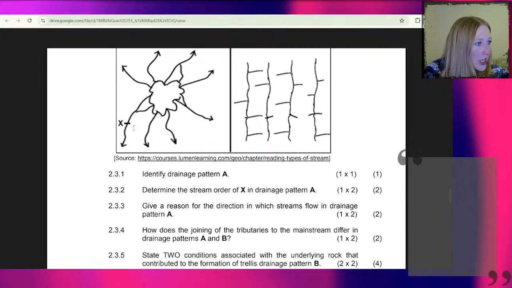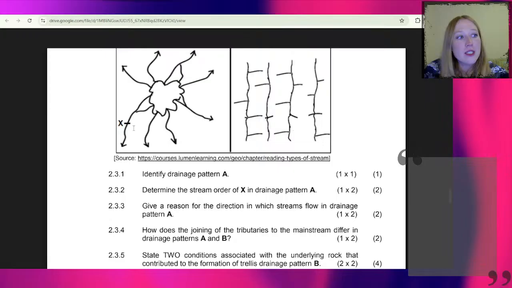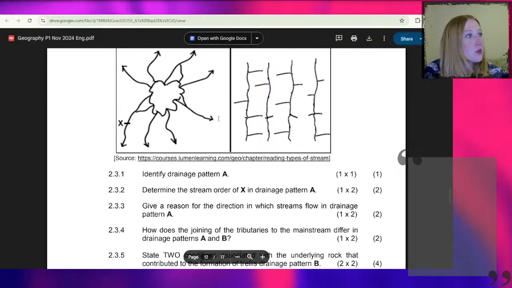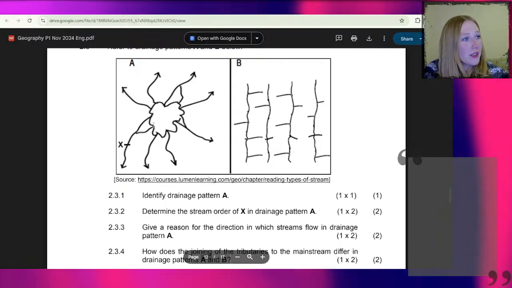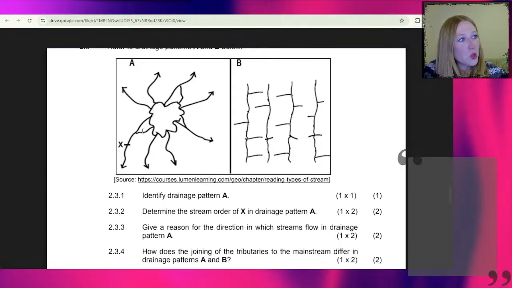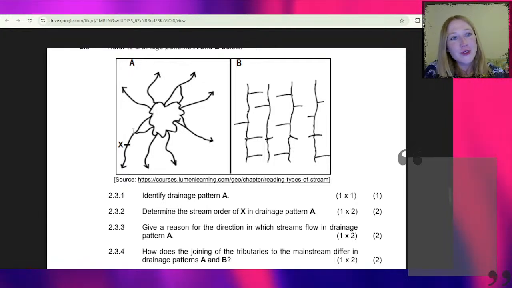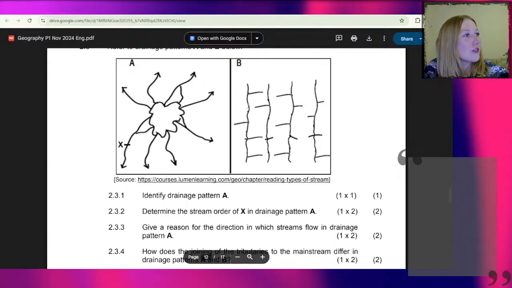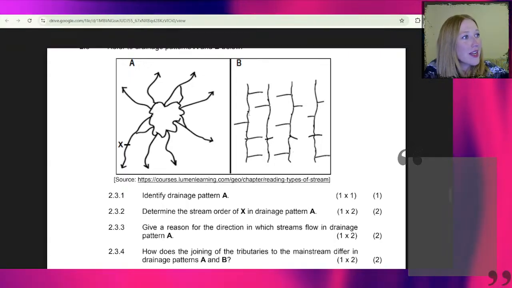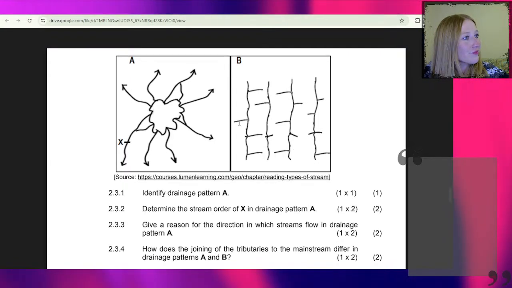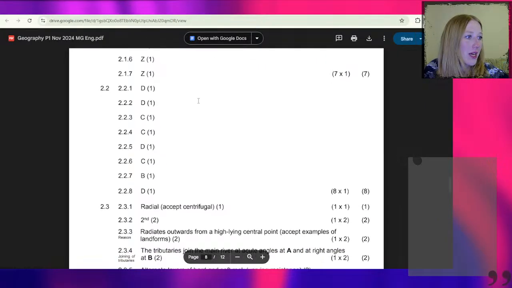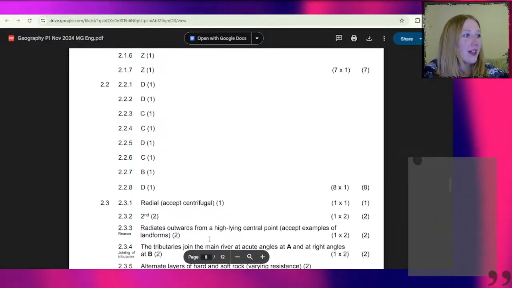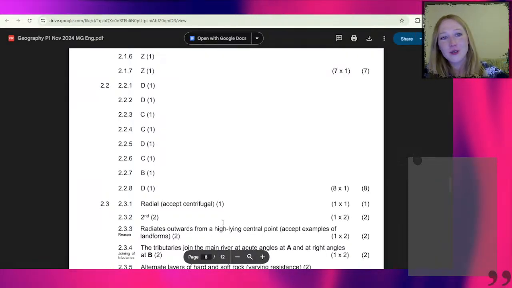But you first have to explain that it's a high-lying area in the middle. How does the joining of the tributaries to the main stream differ in drainage patterns A and B? The main difference would be the angle. Over here, they join at very gentle angles, so acute angles, small angles. And over here, they join at right angles or almost perpendicular. I hope I have that right. Yes, tributaries join the main river at acute angles at A and right angles at B.